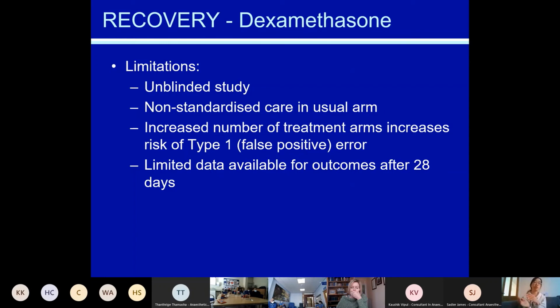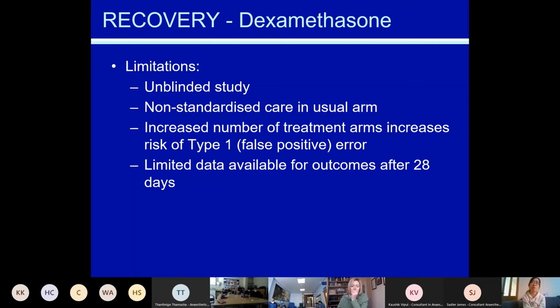And because of the prospective nature of the trial, there was no formal statistical calculation on the power of the study, so how many people they would need to recruit to actually detect a true difference. So that is something to bear in mind with this type of study in general.